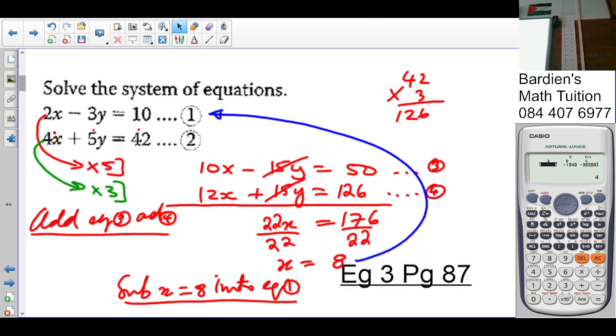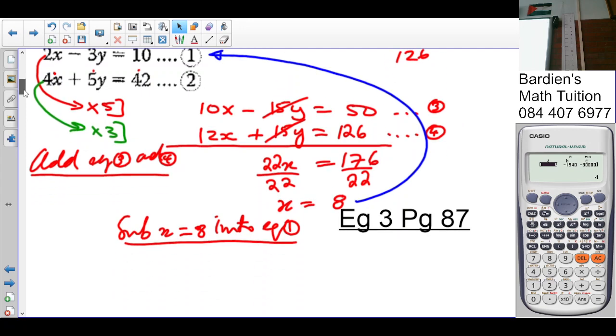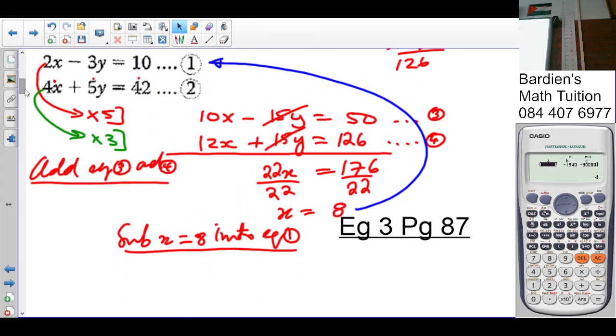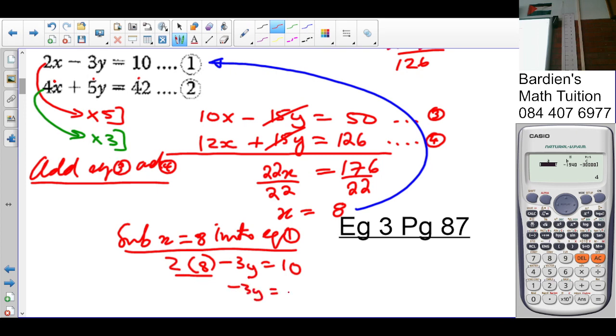Substitute x equal to 8 into equation 1. So what would it read now? 2 times 8 minus 3y is equal to 10. It's going to give you 16, not so? So it's minus 3y is equal to 10 minus 16, which is negative 6. So y is equal to 2.